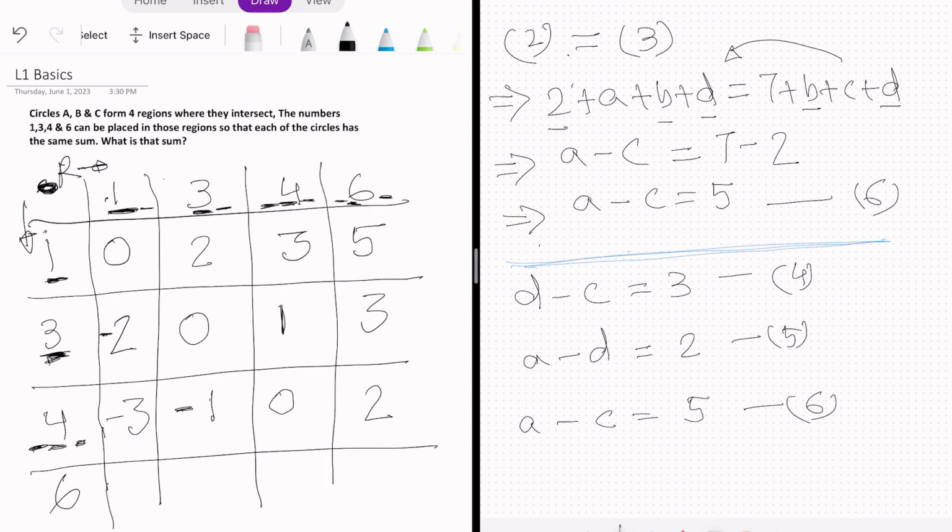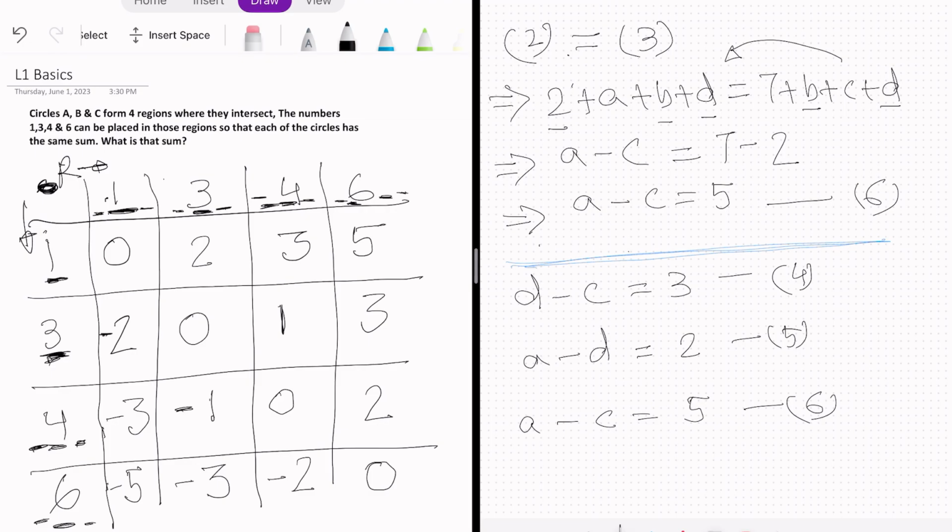I'll go to the last one. 1 minus 6 is a minus 5. 3 minus 6 is a minus 3. 4 minus 6 is a minus 2. And 6 minus 6 is a 0.